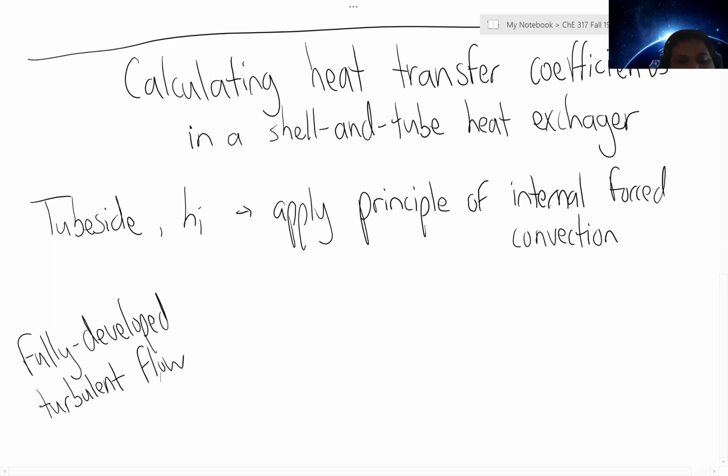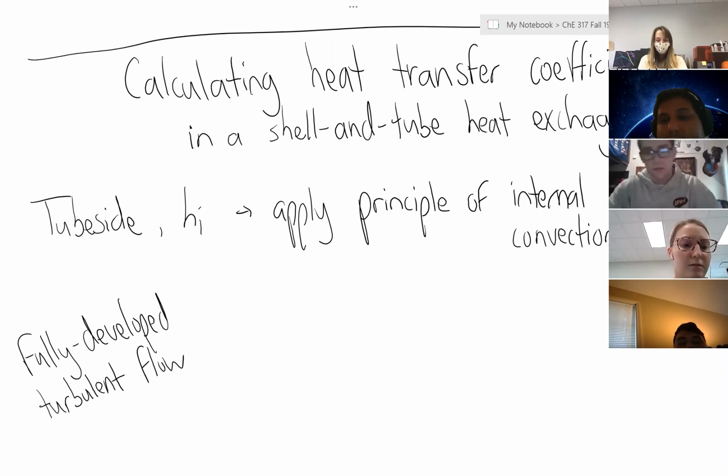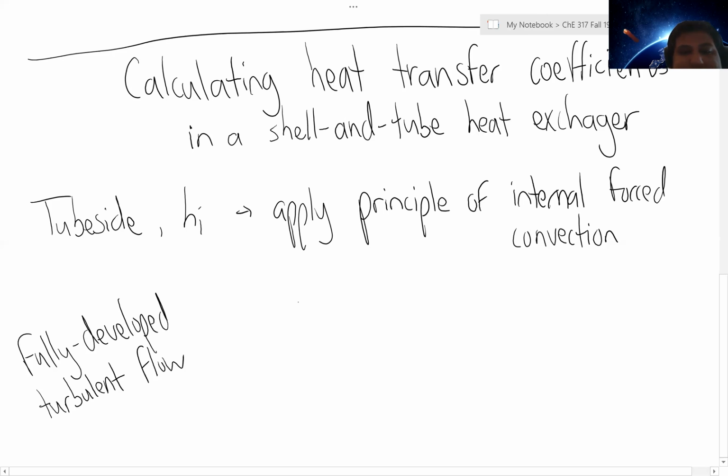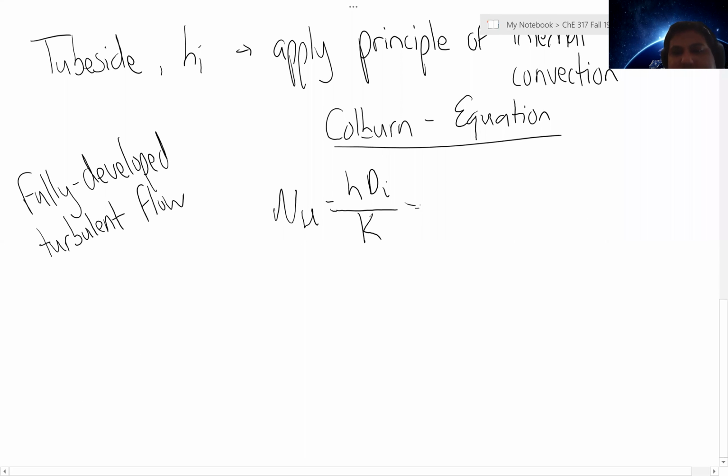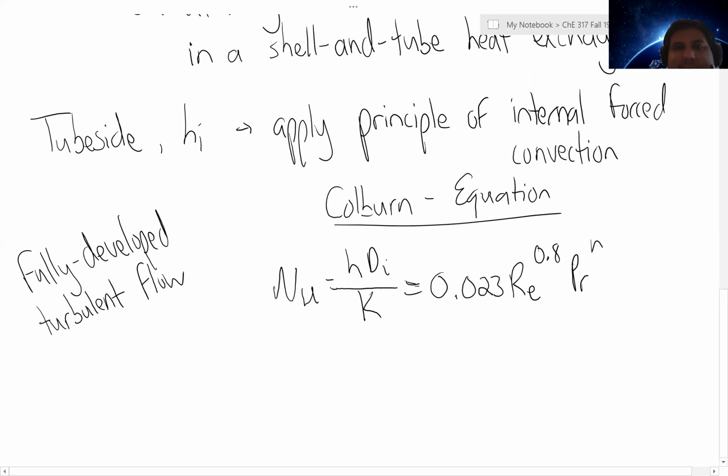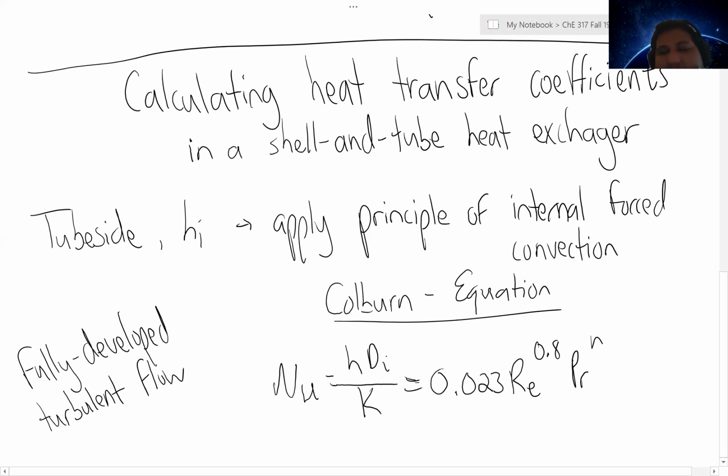which equation can we rely on? Is it the Colburn equation? It is the Colburn equation. Thank you, Nick. All right, so Nusselt is going to be h times the inner diameter of the tube over the thermal conductivity of the fluid, which equals 0.023 times Reynolds to the 0.8 times Prandtl to the n. And if you're designing your heat exchanger right, you should be in turbulent flow.